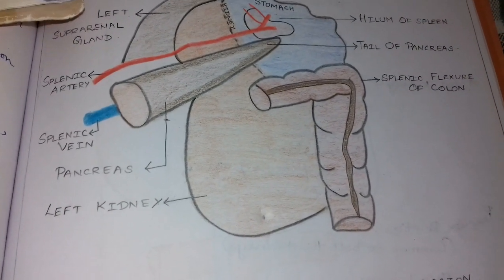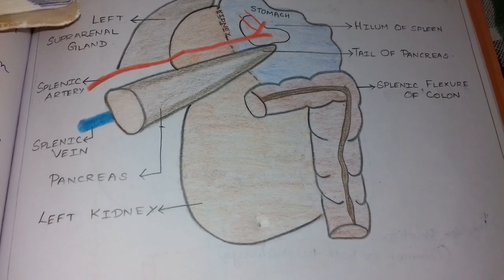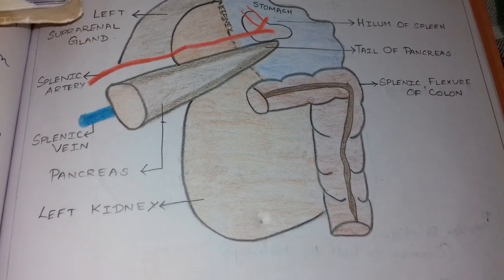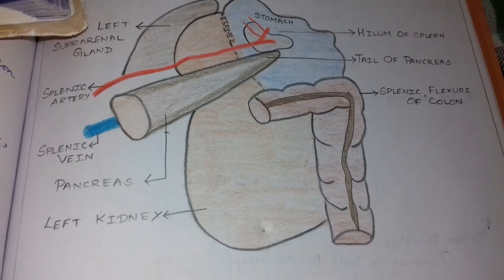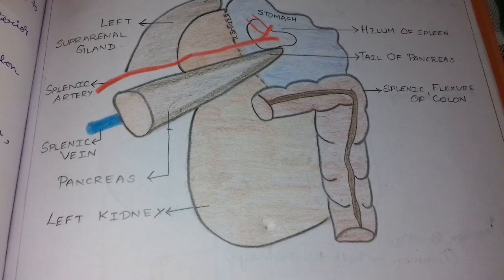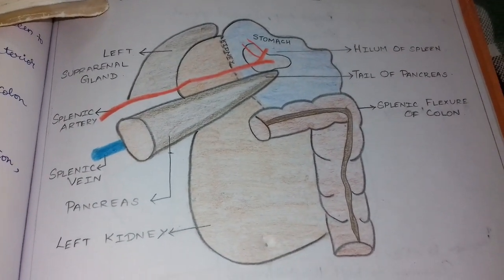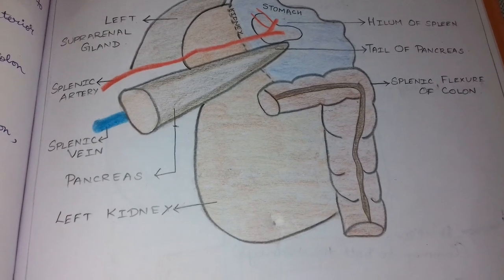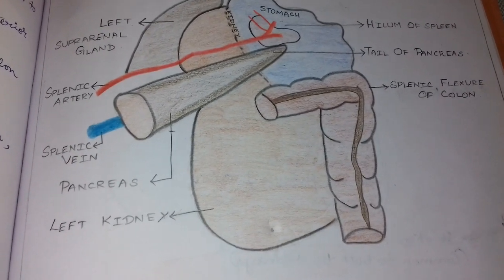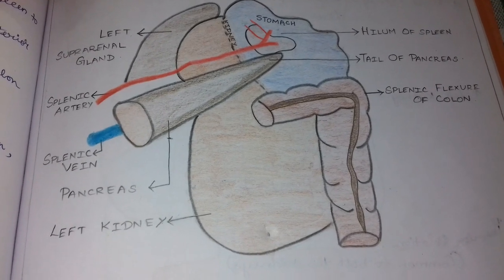Then there are three borders: superior border, inferior border and intermediate border. The superior border of spleen is notched near the anterior end. There are two surfaces: diaphragmatic surface and visceral surface. Diaphragmatic surface is convex and visceral surface is concave.